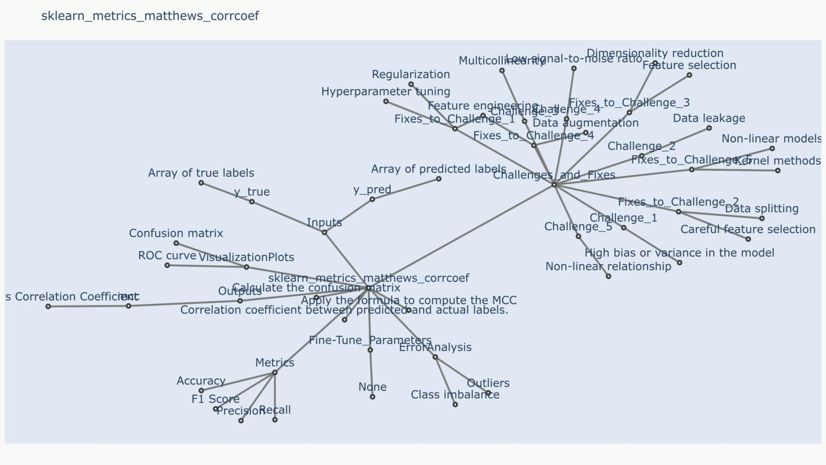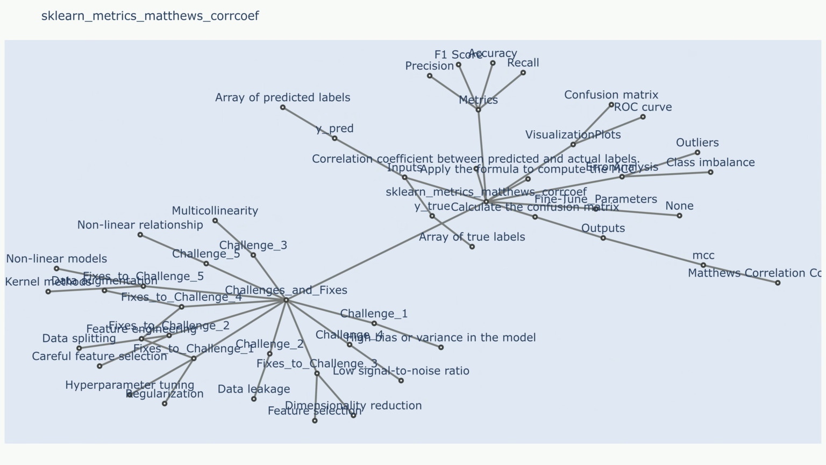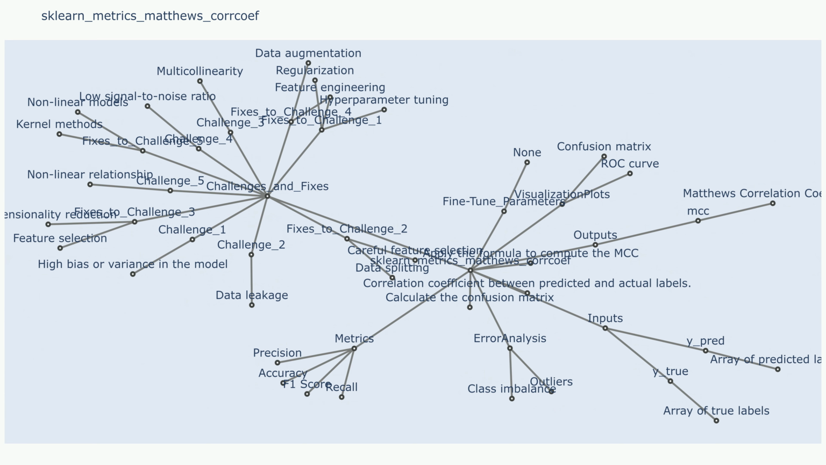Sample use case: if the dataset has a large number of negative labels and only a small number of positive labels, a classifier that always predicts negative labels might achieve a high MCC value, even though it is not actually performing well. Fixes: use techniques to address class imbalance, such as oversampling, undersampling, or using weighted loss functions.